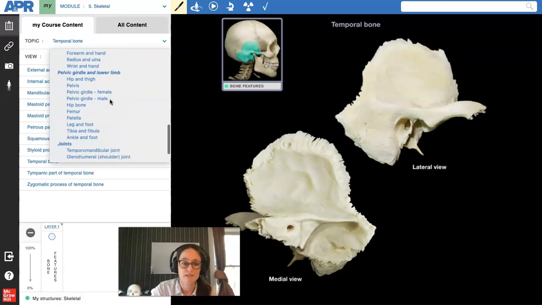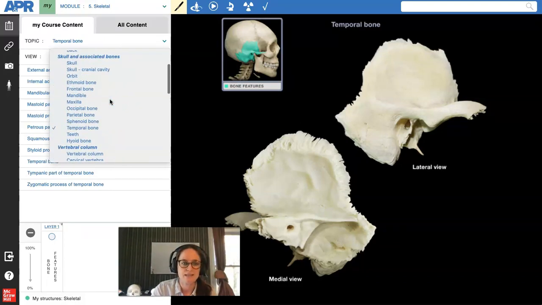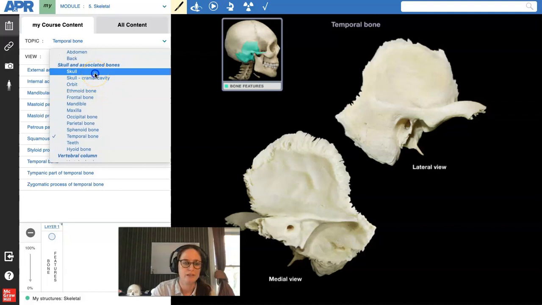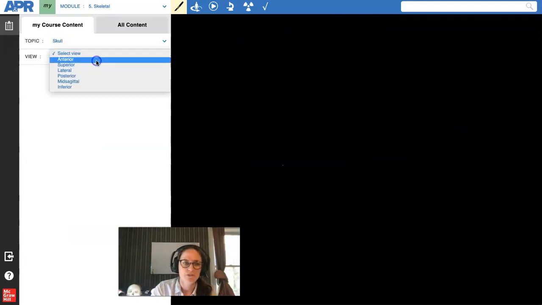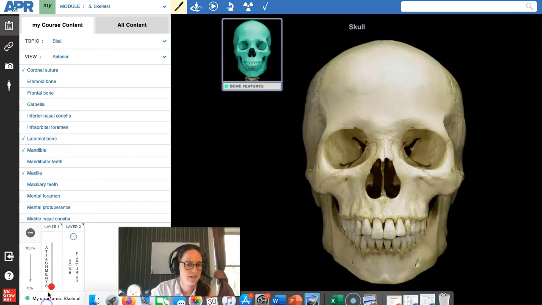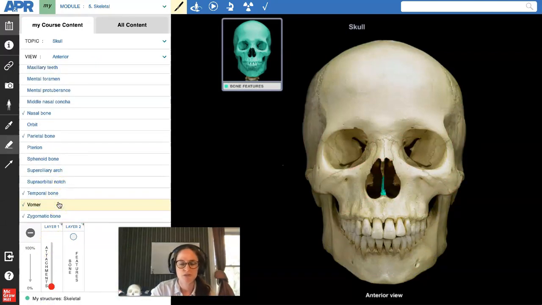Vomer. Do we have a separate vomer? I don't think this has a separate vomer, but if we go skull anterior view, get rid of the attachments, vomer. So I mentioned in that ethmoid bone that we have that perpendicular plate of the ethmoid bone making up part of the nasal septum. The vomer makes up the rest of the nasal septum. If you've ever heard somebody say, I've got a deviated septum, what they mean is somewhere between that vomer and that perpendicular plate of the ethmoid bone, they have a deviation from one side to the other.